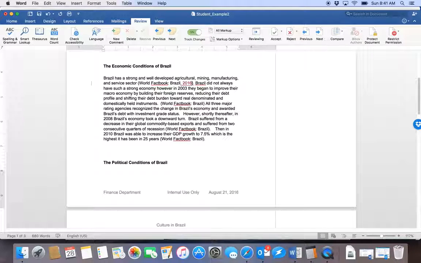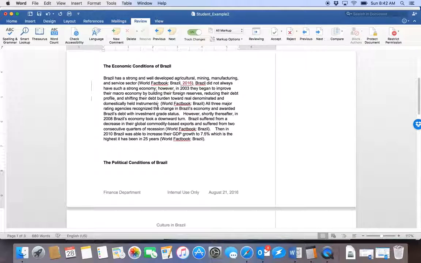Brazil did not always have such a strong economy. However, in 2003, they began to improve their macroeconomy by building their foreign reserves, reducing their debt profile, and shifting their debt burden toward real denominated and domestically held instruments. Another thing here is when we have two complete sentences that we're connecting with a word like however, you need a semicolon. A semicolon goes anywhere a period can go when you're joining two complete sentences. And then however, comma.